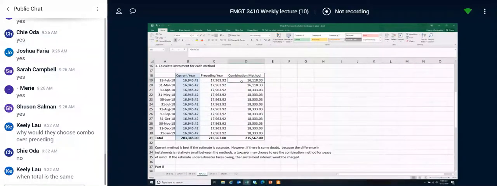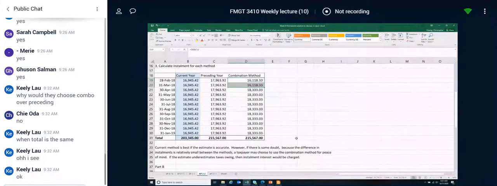Why would they? Because your first 2 payments in the year are the smallest, right? So time value of money, you're better off doing combination method. Right? Time value of money, combination's better.